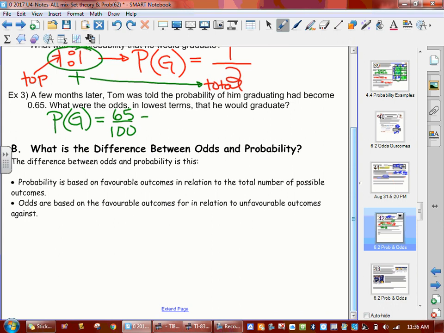So how big is 65 over 100? 13 and 20. Good. So that's his probability. We want the odds that he graduates. So that means odds in favor. So I need the top number. That's odds in favor.